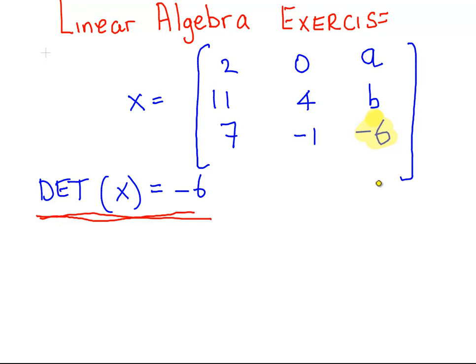Now, how do we find the determinant of a 2 by 2 or a 3 by 3 matrix? Well, what we're going to do is pick a row or column, any row or any column. I'm going to pick the top row because it has a 0 in it. Now, actually, the middle column has a 0 in it as well, but never mind. So I'm going to pick this row, 2, 0, and A.